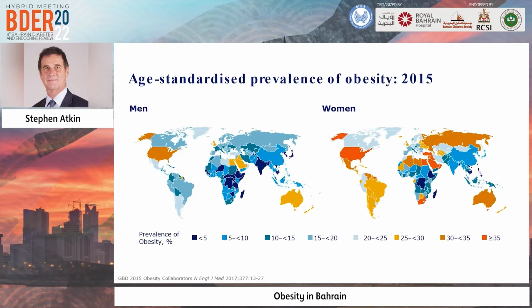Looking at the age standardized prevalence of obesity in 2015 in men on the left and women on the right, what you can see is that developed countries such as America have a marked increase in the amount of obesity, and that is also seen in the Middle East population, whereas in European countries and other first world countries, the prevalence of obesity varies quite markedly between 25 and 35%.